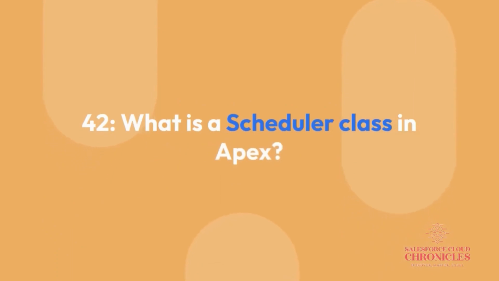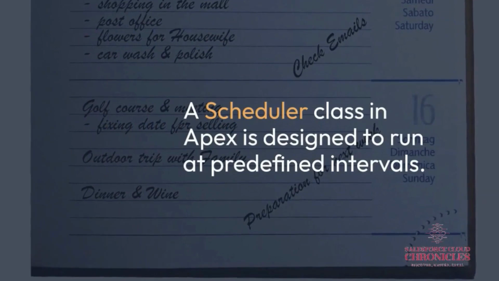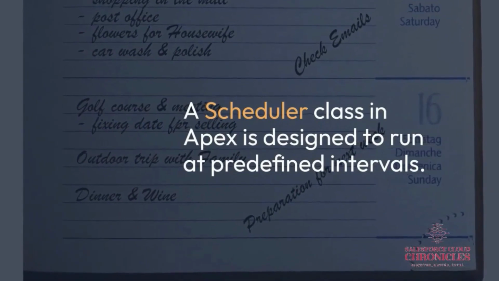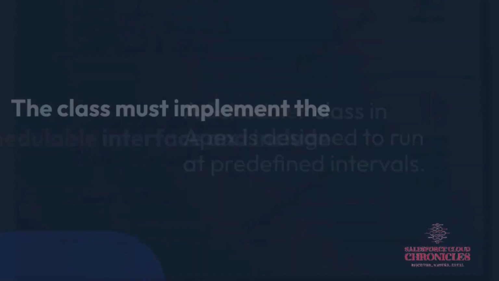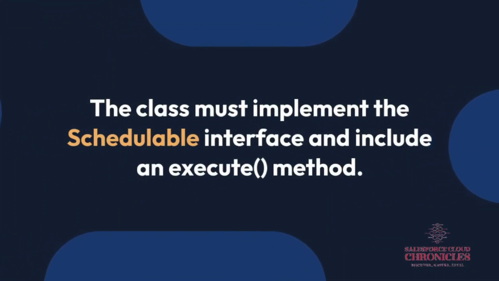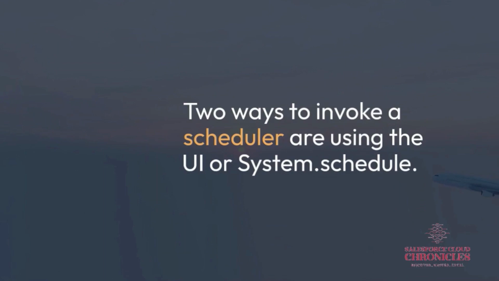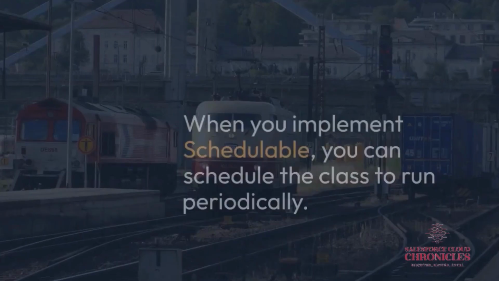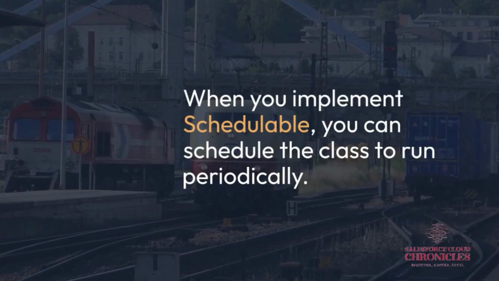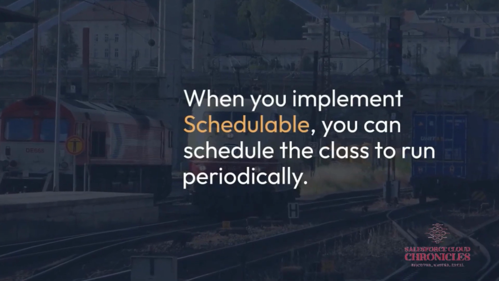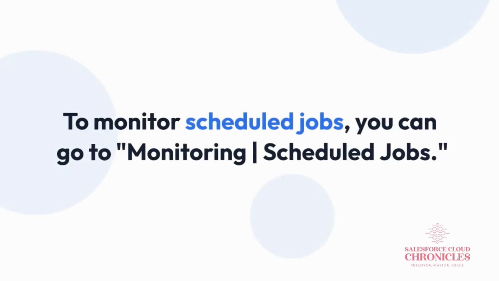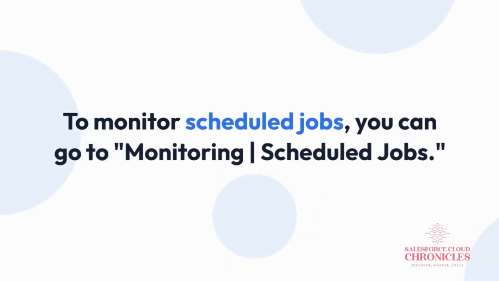Question 42. What is a scheduler class in Apex? A scheduler class in Apex is designed to run at predefined intervals. The class must implement the Schedulable interface and include an execute method. Two ways to invoke a scheduler are using the UI or System.schedule. When you implement Schedulable, you can schedule the class to run periodically. To monitor scheduled jobs, you can go to Monitoring, Scheduled Jobs.